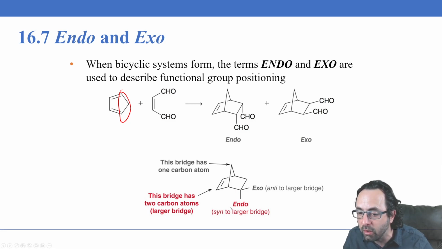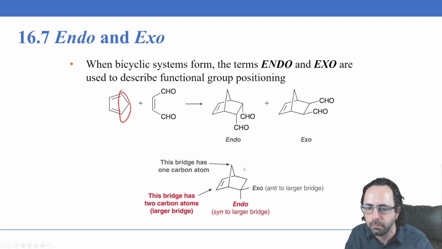So the endo position is syn, or on the same side as the side with the larger bridge. The exo position is one that is anti to the larger bridge, and so that would be the opposite direction here, the larger bridge. You can see kind of the way it's drawn parallel here. It's going away from that. Endo is here on the same side, kind of on the down position here rather than the up position where this bridge is.